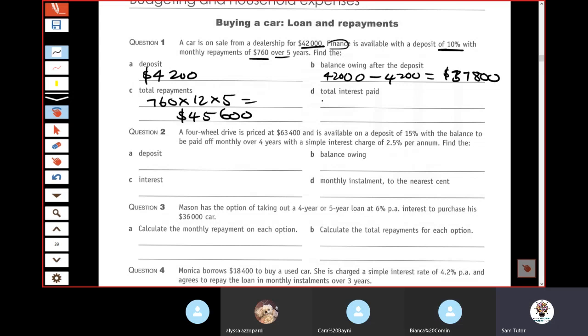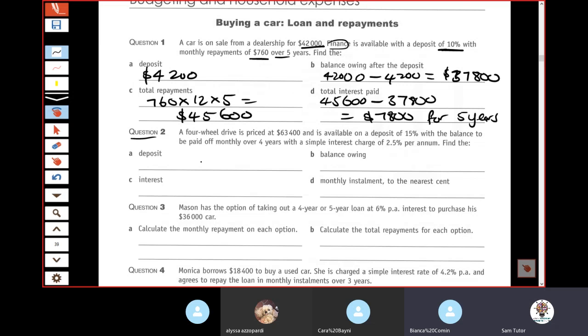What's your total interest that you've paid? 45,600 minus the amount that you borrowed. You didn't borrow 42,000, right? Because you put a deposit of 4,200. So you only borrowed 37,800. So you paid interest of 7,800 over 5 years, which isn't too bad to be able to get a car today for $42,000. I only had to put a deposit of 4,200. Okay. If you don't have any questions, just try question 2 for me.